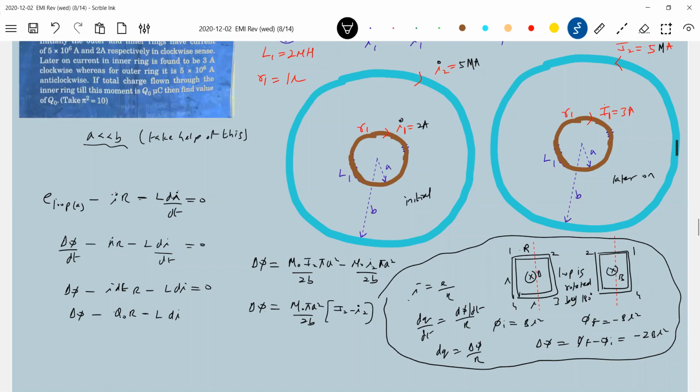There's a flux linking, a change in flux linking the inner loop. I'll substitute here. What is di? Where is the di? Di is in the inner loop. How much is the change in current in the inner loop, from capital I1 to minus I1? Let me substitute all the values: mu naught pi a square by 2b, di. So di should be equal to this. Solving this, we'll get the expression for Q naught.